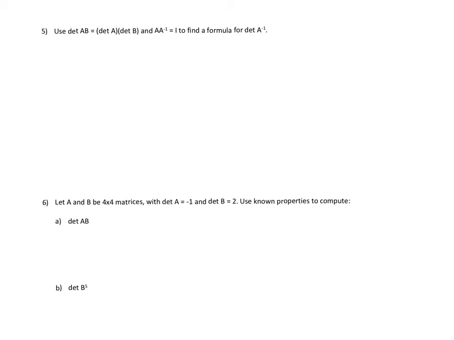Okay, use that theorem again and the fact that A times A inverse equals the identity to find a formula for the determinant of A inverse. Okay, so let's see. I know A times A inverse equals the identity. I'm going to take the determinant of both sides of this. So the determinant of A times A inverse should equal the determinant of the identity.